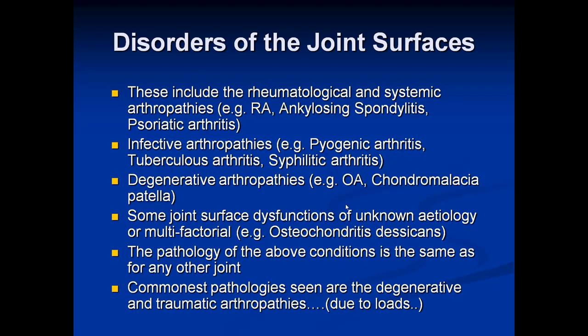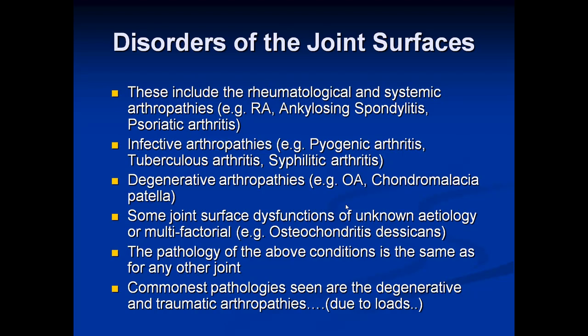Disorders of the joint surfaces, as they may be called. These are the group of problems known as arthropathies or joint-related conditions. These include rheumatoid arthritis, ankylosing spondylitis, psoriatic arthritis. There are also various infective arthropathies such as pyogenic, tuberculous or syphilitic arthritis. There are also degenerative arthropathies that may be associated with this area, such as OA, osteoarthritis, or chondromalacia patellae.